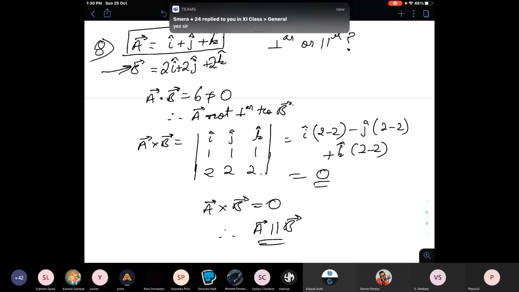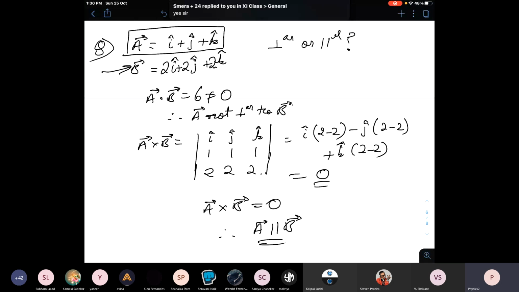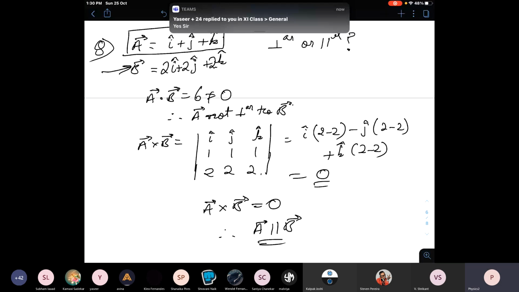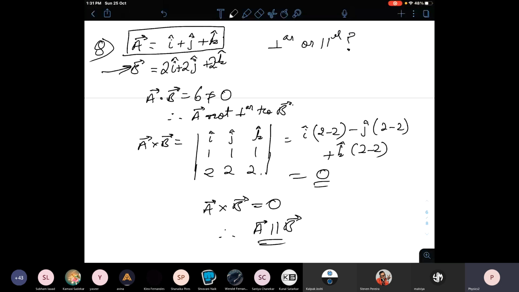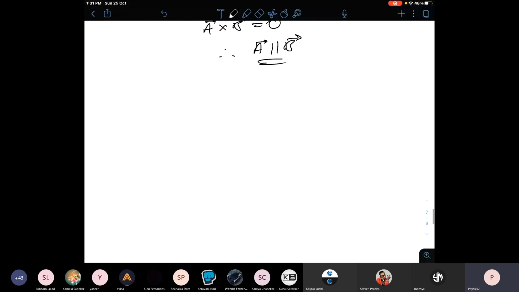Okay, so that is the questions part. You can understand the questions if you know the basics. So this is the end of your vectors. All the topics, all the points which are important for vectors are done. So now let's start with differentiation.